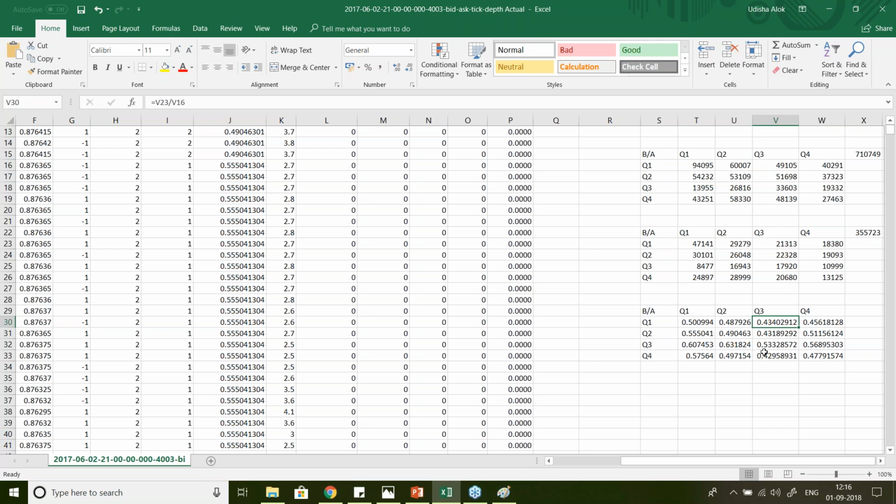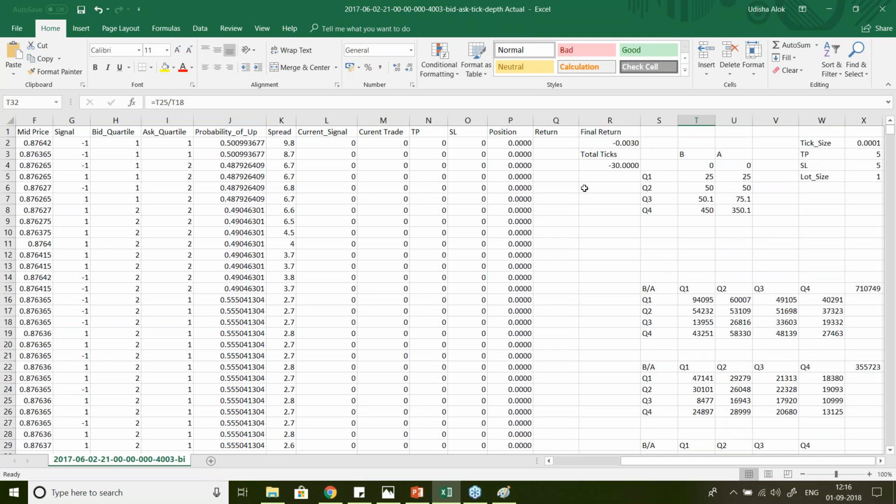We have only long signals generated twice, here and here in these two cases. So we have calculated the take profit and stop loss, we sum it up, we get the final return, and in terms of ticks, we have lost 30 ticks. So we have built a model, we have understood how it works, how to build signals, how to generate signals, how to make a probability model and all. So my question is, why did we lose money? You have understood the model, you have understood how it works. Tell me why we lost money.